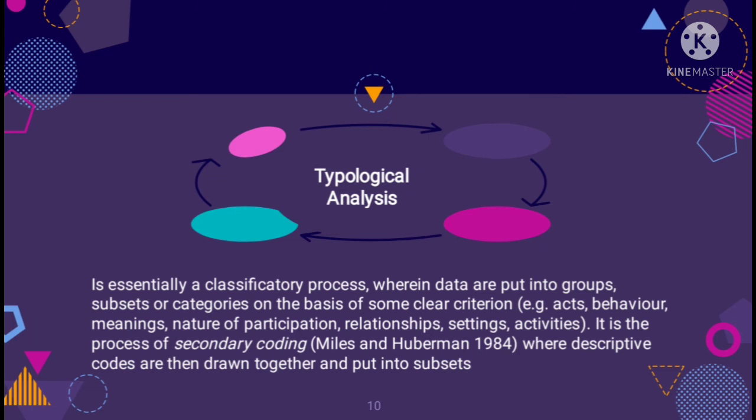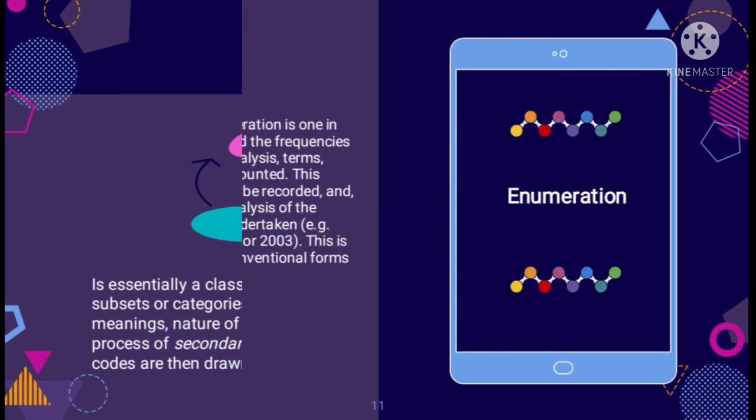Typological analysis. Typological analysis is essentially a classificatory process wherein data are put into groups, subsets, or categories on the basis of some clear criteria, for example, acts, behavior, meaning, nature of participants, relationships, settings, and activities. It is the process of secondary coding, where descriptive codes are then drawn together and put into subsets.